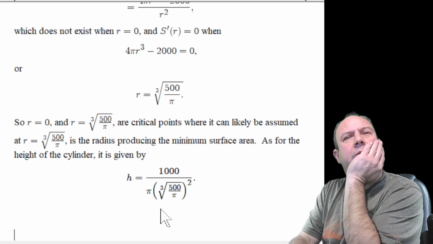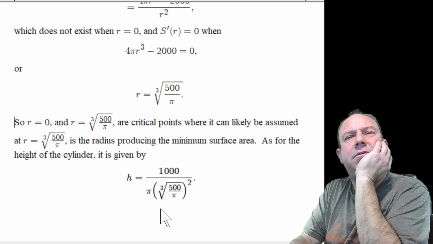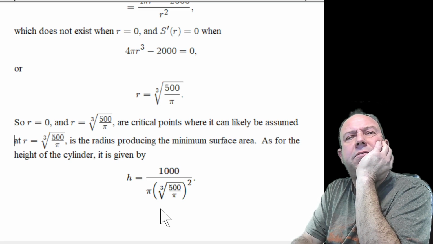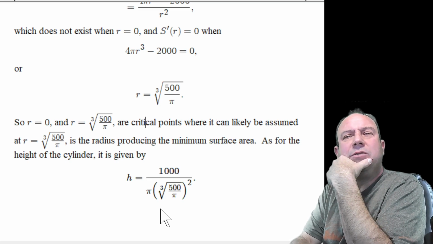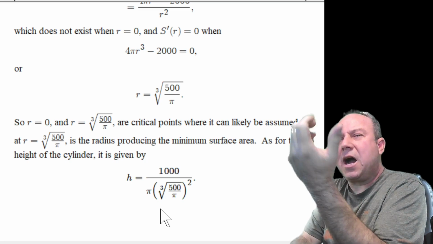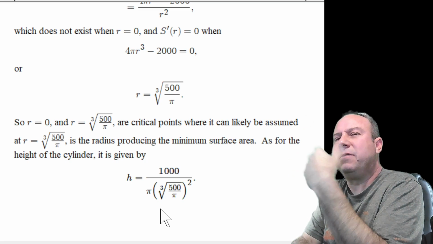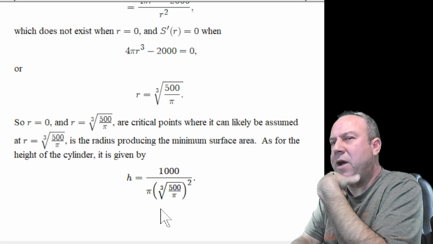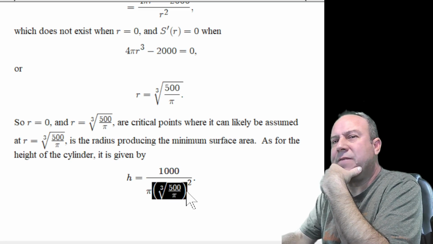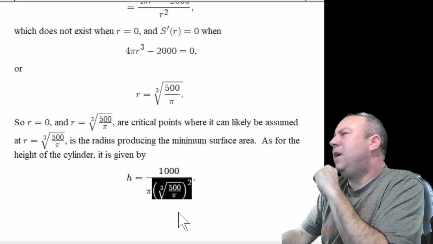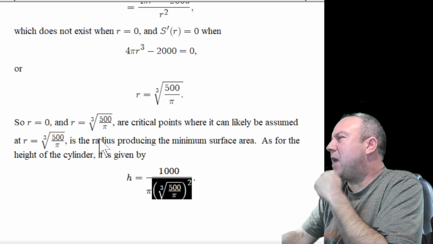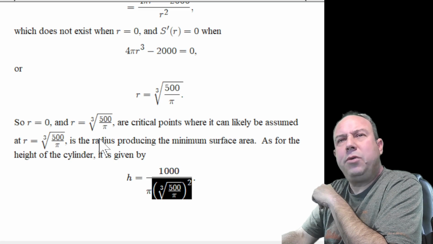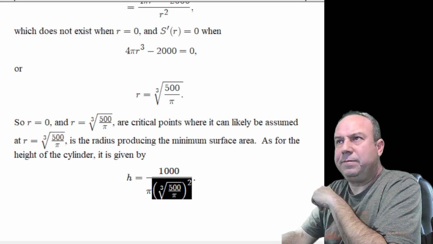All right, it can be likely assumed that that is going to be the radius that produces the minimum surface area, with our height being equivalent then to 1,000 divided by that pi r squared, substituting in for that value. If we were to judge it, let's put in a judgment. Without the second derivative here, we could put in a judgment with the first derivative.